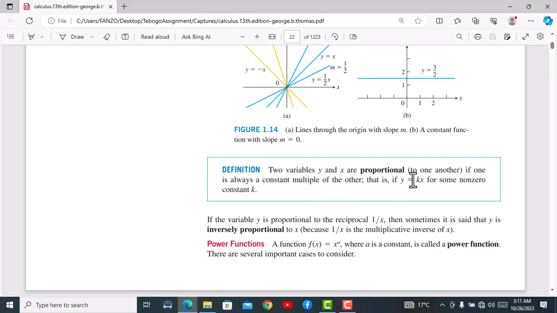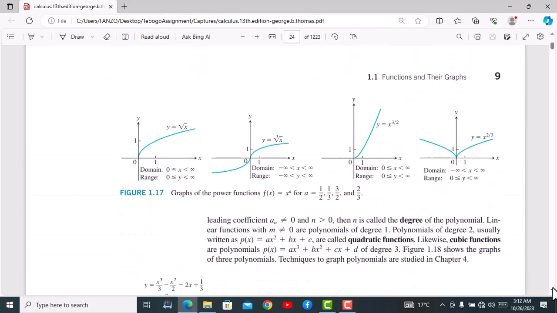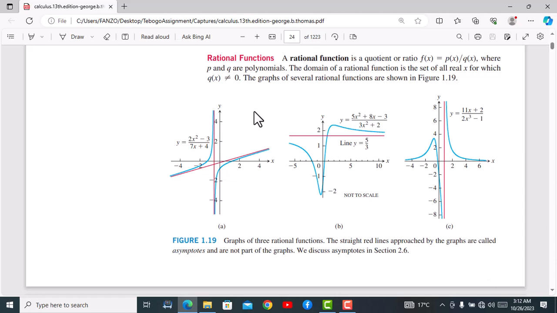For example, if y = kx for some non-zero constant k. If the variable y is proportional to the reciprocal 1 over x, then sometimes it is said that y is inversely proportional to x, because 1 divided by x is the multiplicative inverse of x. And then we have power functions and so on, quadratics and so on. I'm not going to dwell deeper into all this. Let's go to rational functions.